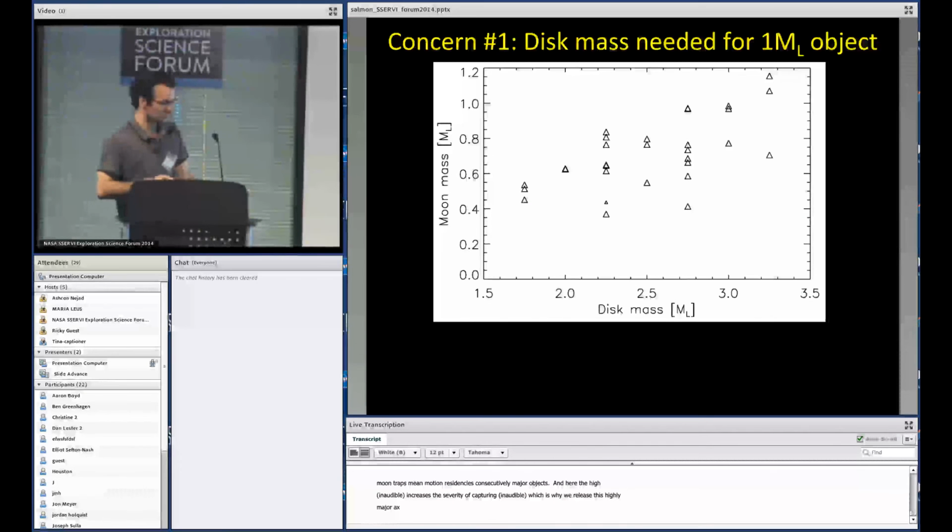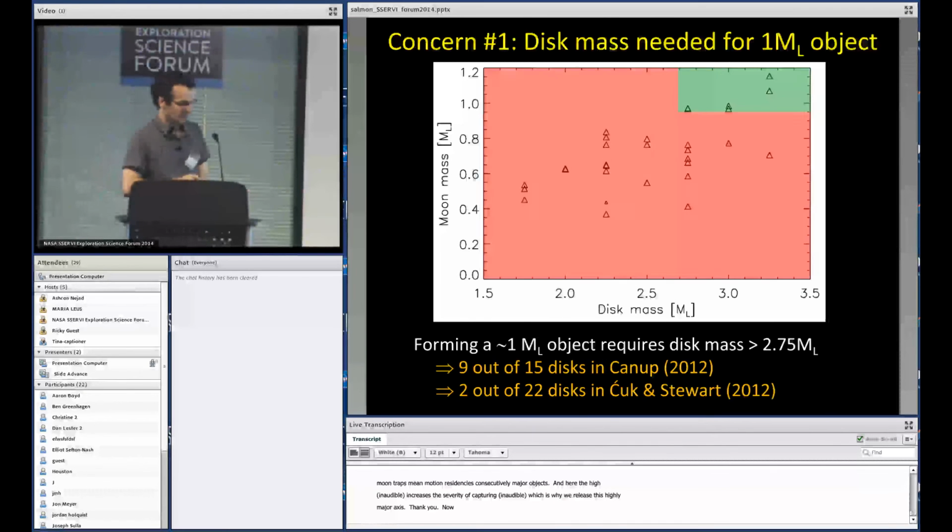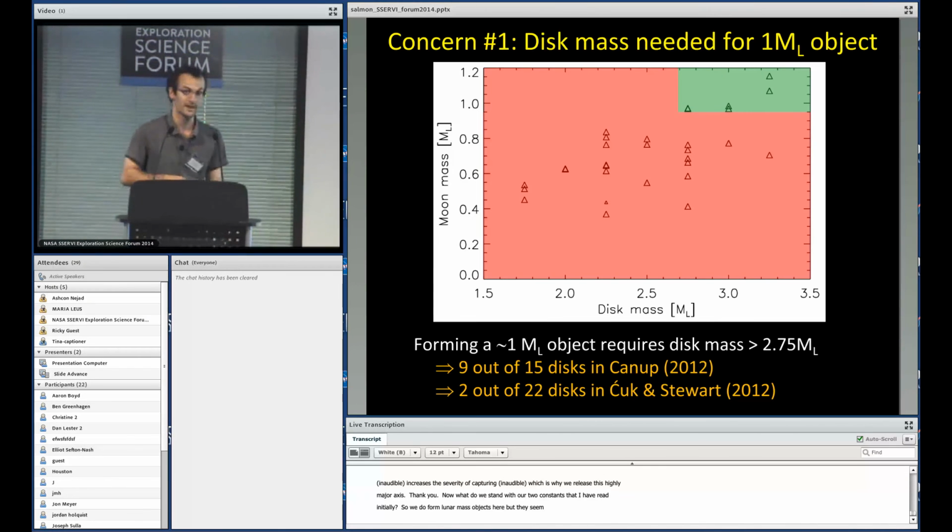Now, where do we stand with the two constraints that I raised initially? We do form lunar mass objects here, but they seem to require a very massive disk, of order 2.75 lunar masses. Such masses are obtained in a fairly big amount of the disks proposed by Canup, but only in roughly 2 of the 22 disks proposed by Ćuk and Stewart.